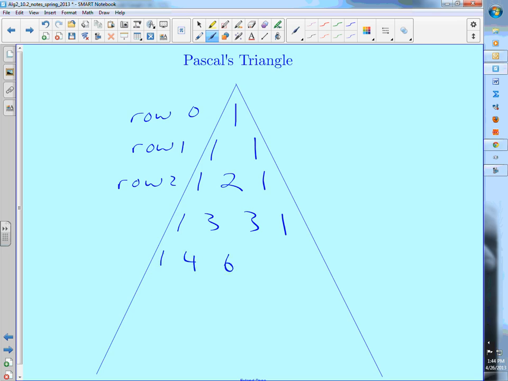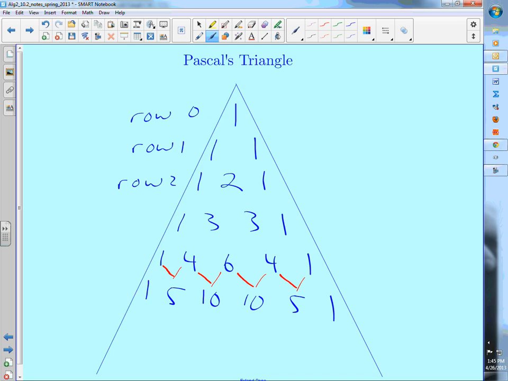1, 4, 6, 4, 1. Pascal's triangle, you could generate 10 rows in about 30 seconds. 1, 5, 10, 10, 5, 1. If you're not remembering the pattern and how this generates, it's really easy. Like I said, the 1s come down, and then it's 1 and 4 makes 5. 4 and 6 is 10. 6 and 4 is 10. 4 and 1 is 5. And we have a 1 at the end.